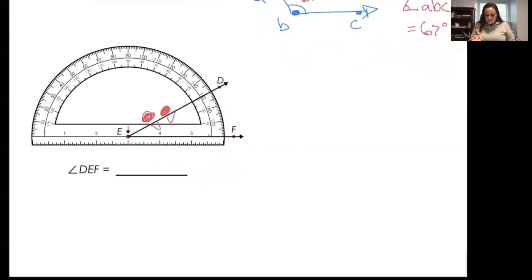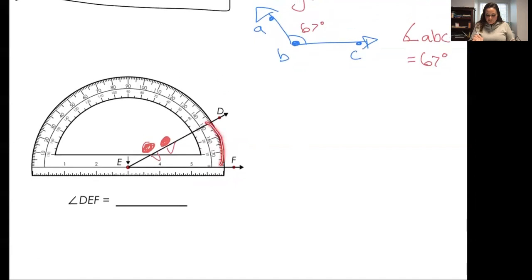So what I have to do is I have to measure what's inside of here. And to be able to do that, I have to pick the right numbers. So I'm going to give you a little bit of a hint here. When you're doing angle measurements, if there's a little mouth to your monster, you want to use the little numbers to get your angle measurement, okay?